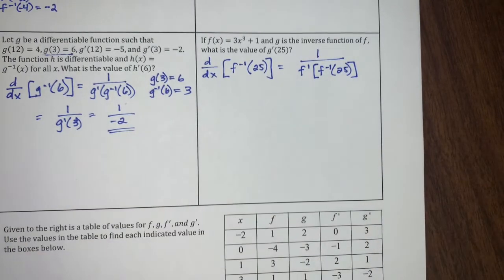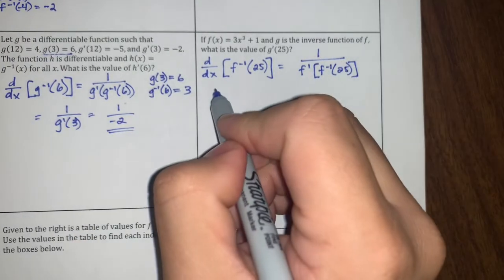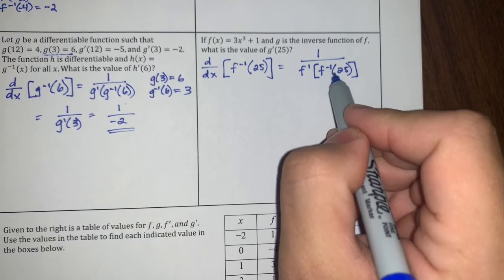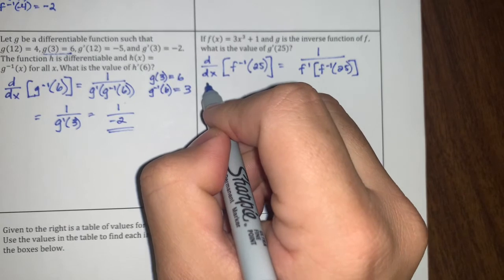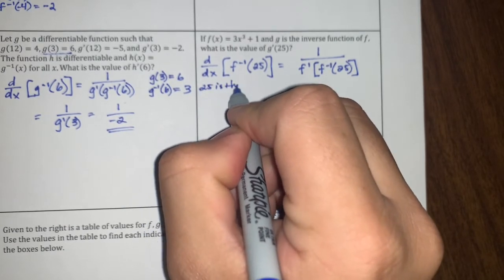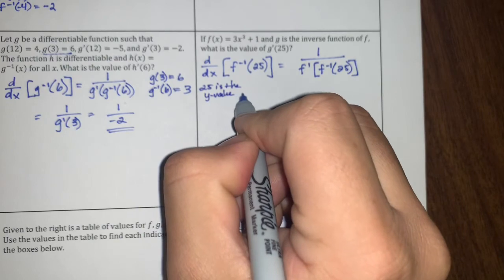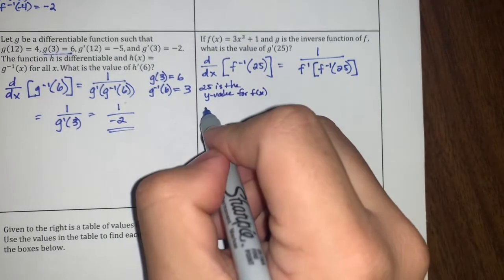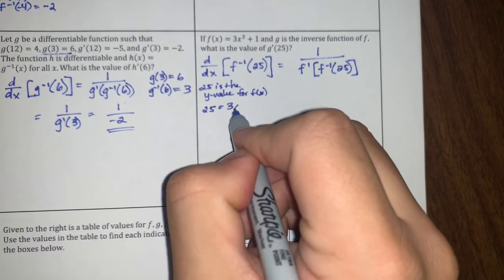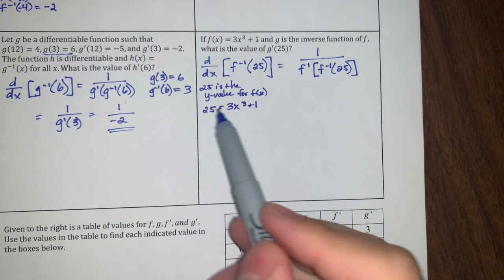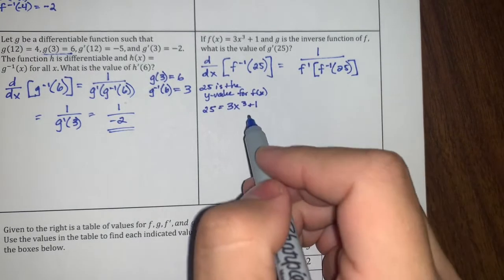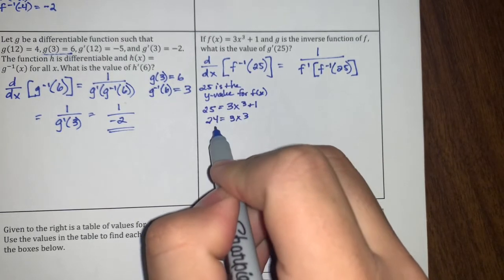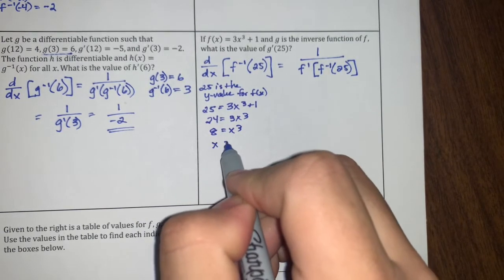So, f inverse of 25. If 25 is the x value for f inverse, then it's the y value for f. So 25 is the y value for f of x. What I'm going to do is plug 25 into f of x, which is 3x cubed plus 1, and then solve for x to see what x value corresponds to it. So I subtract 1 from both sides: 24 is equal to 3x cubed. Divide by 3: 8 is equal to x cubed. So then x is equal to 2.